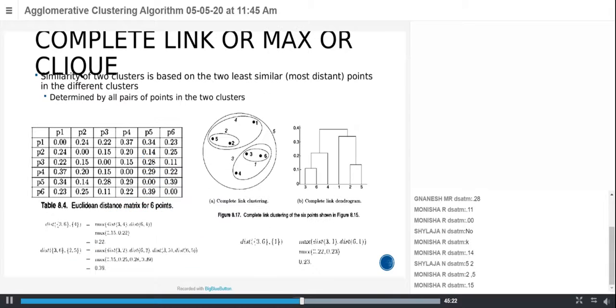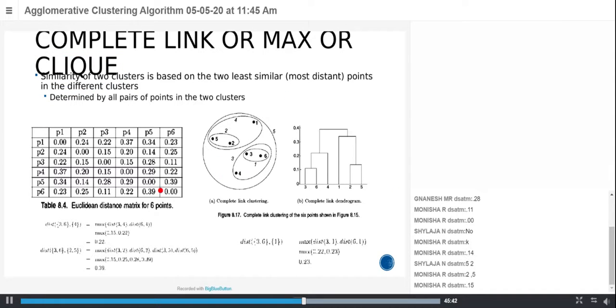The same thing we are going to apply with one more technique, called complete link or maximum, which we also call the click method. If any question comes with respect to the click method, you have to answer like this.